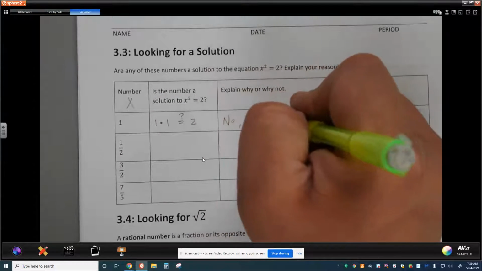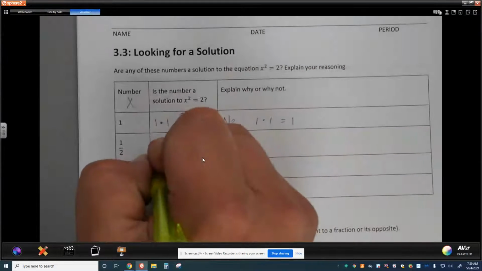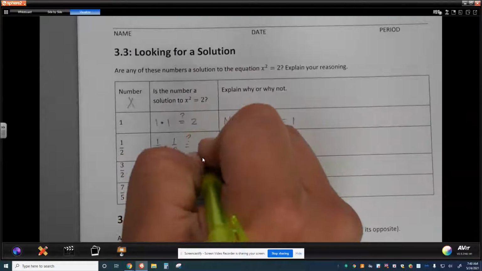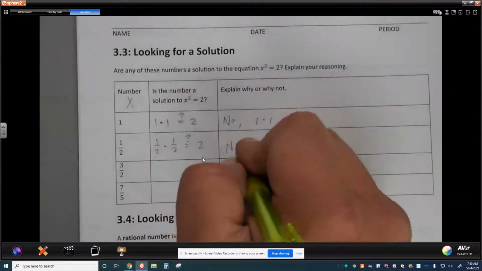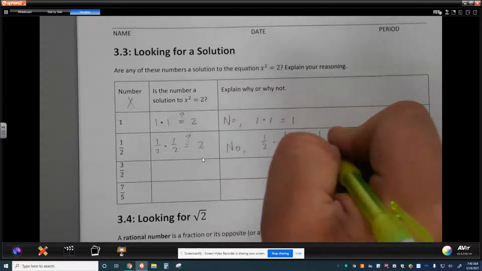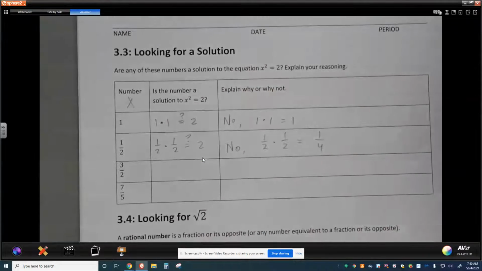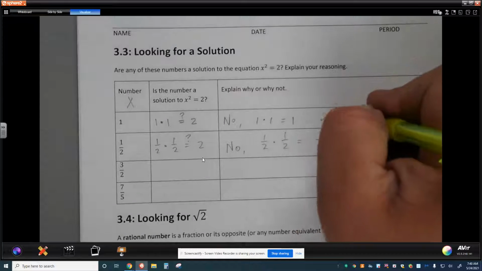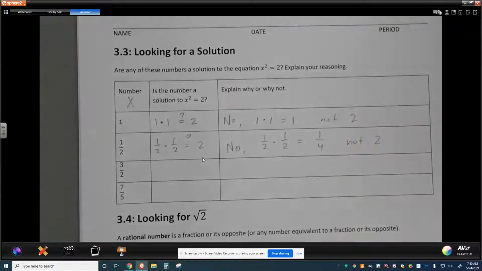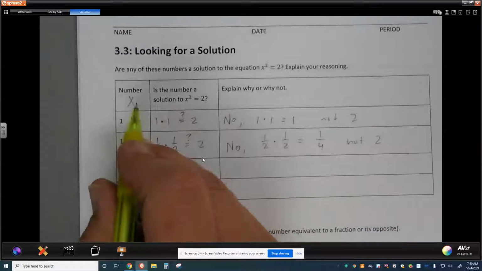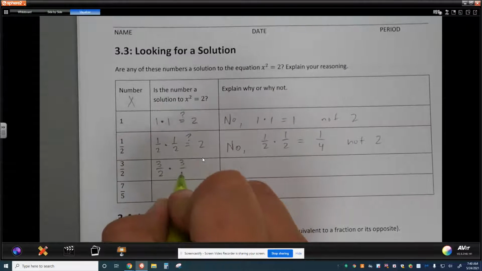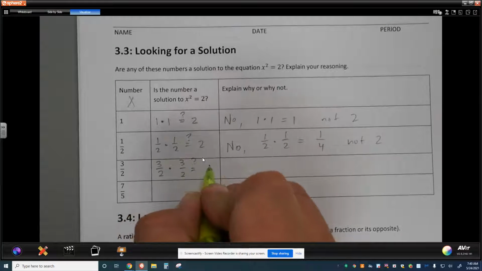1 times 1 equals 1. And then the next question is 1/2 times 1/2 equal to 2. And that'll also be a no, because 1/2 times 1/2 is equal to 1/4, not 2. And we see that we could continue going on through this pattern, and the whole idea is that we're substituting that value for x to see if there is a way that we can find that value.